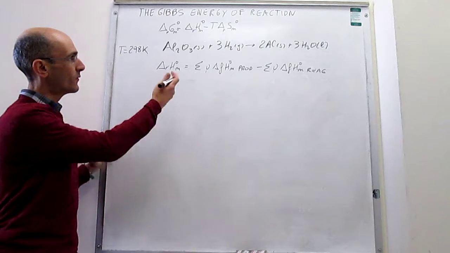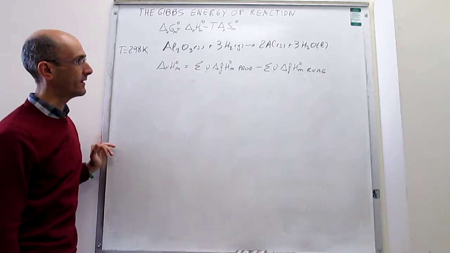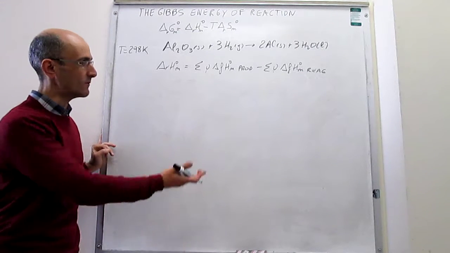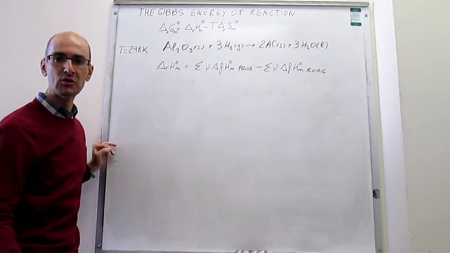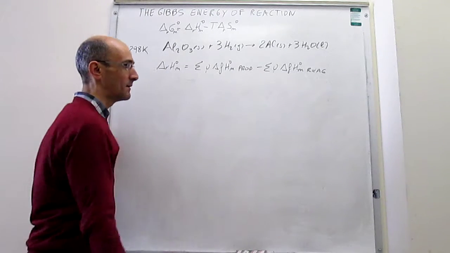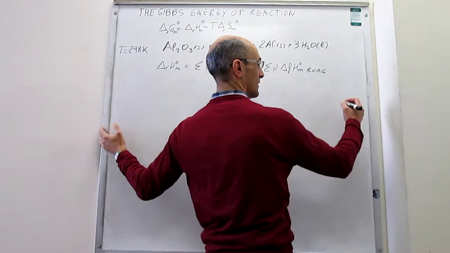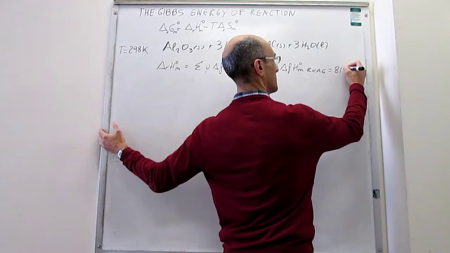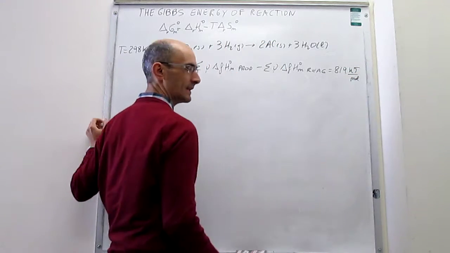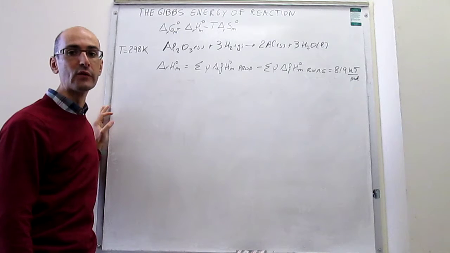For the reaction that we have at hand here, I'm not going to go through the calculation. We just take the enthalpies of formation, multiply by the stoichiometric coefficients, and then take products minus reagents. But that number happens to be 819 kilojoules per mole. Here the positive sign indicates that this reaction is highly endothermic.